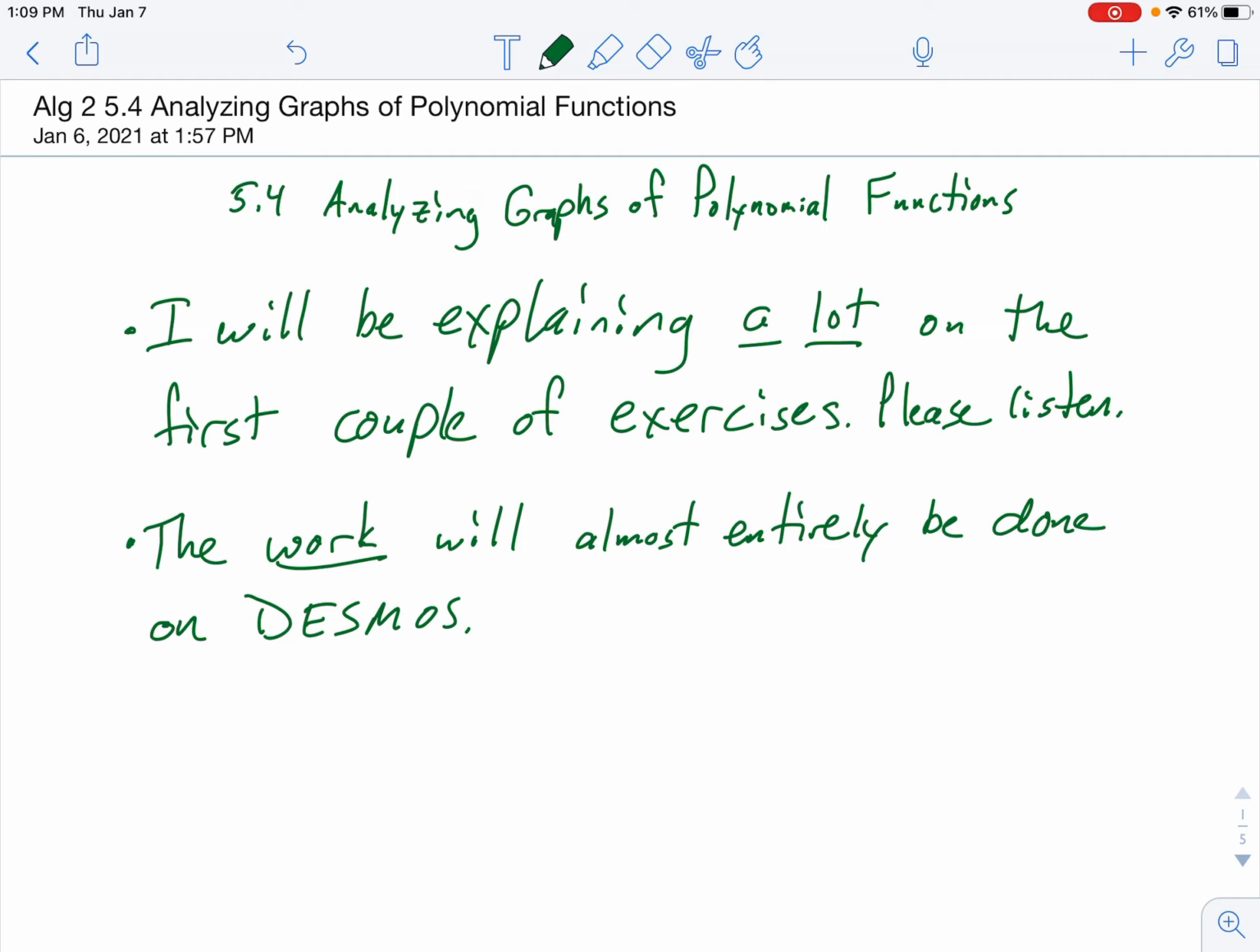We are in section 5.4, titled Analyzing the Graphs of Polynomial Functions. It's kind of what we did in the last video, but that was focused on end behavior. Today we're going to look at what I would call sort of the middle behavior.